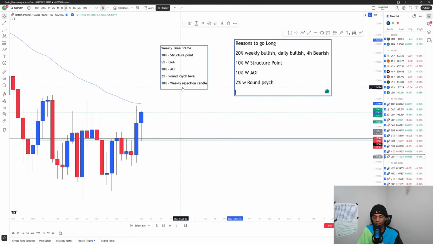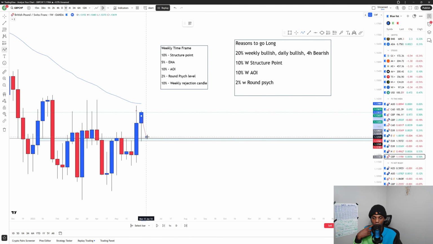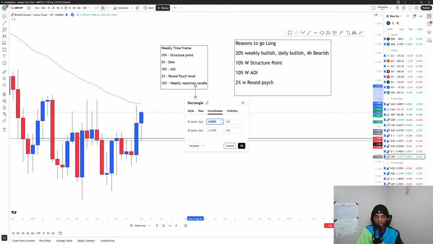Next thing is weekly rejection candle. If y'all don't know what a rejection candle is, it will basically be like a doji right here at this area of interest, or a pin bar, or some blue candle like this, confirming that we're rejecting this area of interest. We did not do that. All the weekly did was just wick into it and then push up. So no, we don't have a rejection candle on the weekly time frame.